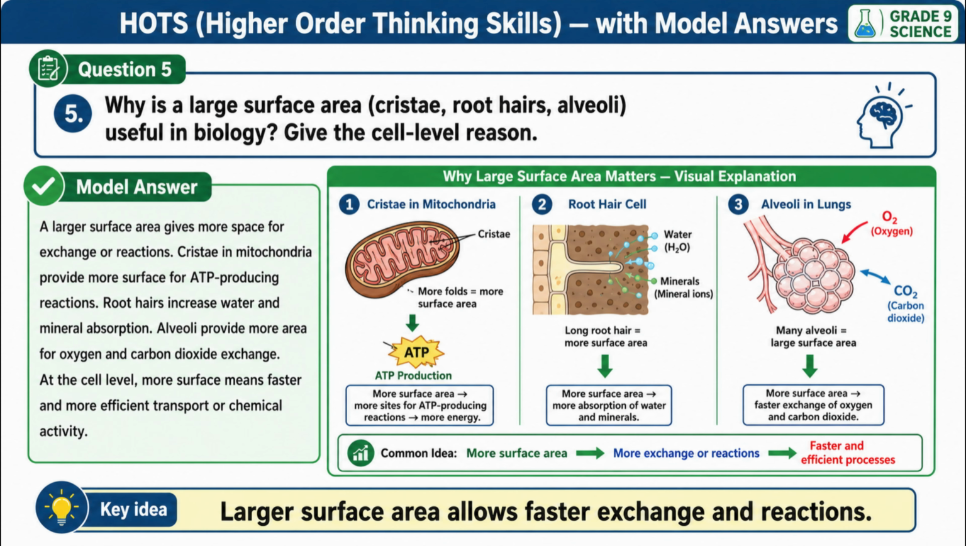5. Why is a large surface area, such as cristae, root hairs, and alveoli, useful in biology? Give the cell-level reason. Answer. A larger surface area gives more space for exchange or reactions. Cristae in mitochondria provide more surface for ATP-producing reactions. Root hairs increase water and mineral absorption. Alveoli provide more area for oxygen and carbon dioxide exchange. At the cell level, more surface means faster and more efficient transport or chemical activity.